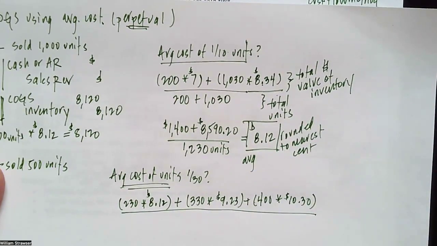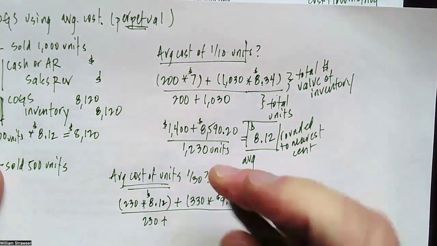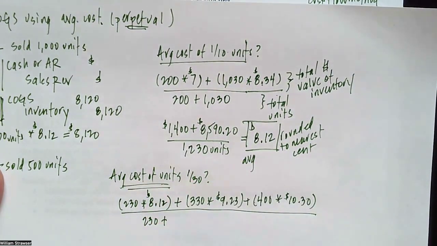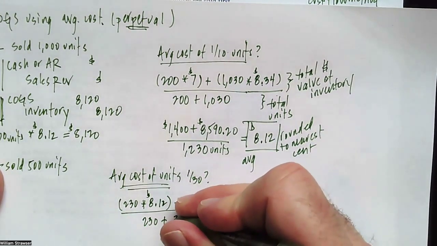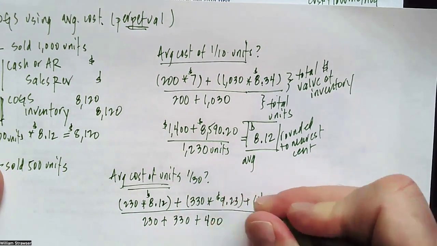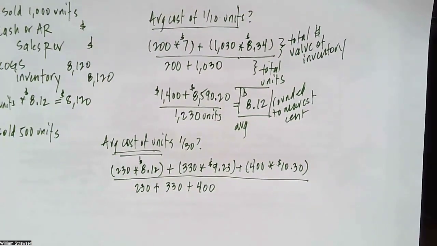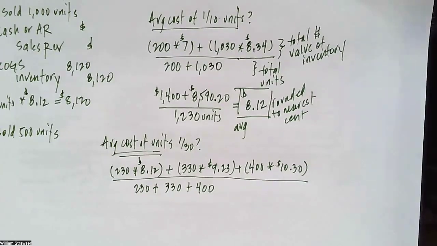And then the number of units I had available started with the 230. Those were the ones that were left unsold after that first sale on January 10th. My purchase added 330 more, and the final purchase of the month added 400. So now I'm going to do the same thing and do some calculations here.